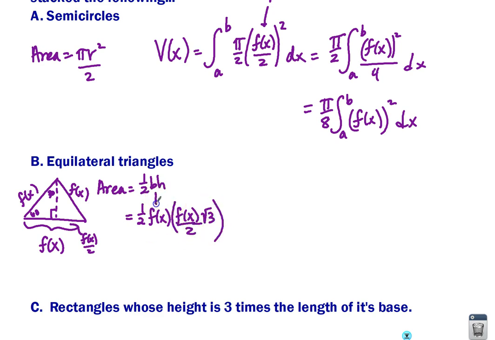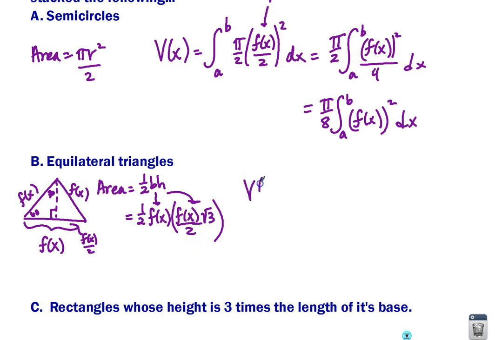This right here is my base. This right here is my height. If you don't remember that, I need you to go back and look up your special right triangle rules. If you're confused as to how that works, go back and look at those. Basically, the area of our triangle now is 1/2 base times height. The base was f of x. The height is √3 over 2 times f of x.